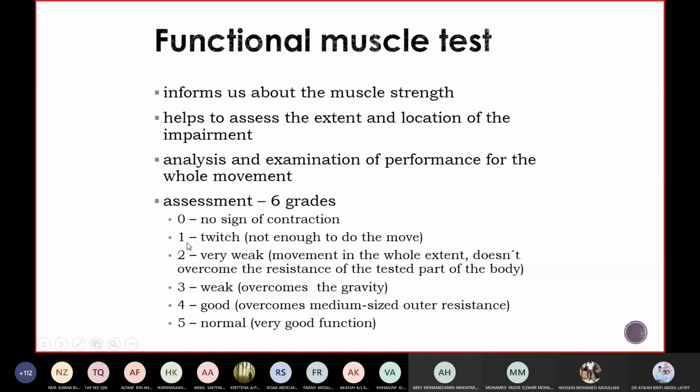Okay, so just twitching, not actually moving the part, you give 1. If there's slight movement of the arm, you can give 2. If more movement, they can lift the area against gravity, 3. They can resist a bit, 4. Resist a lot, 5. So normal function.